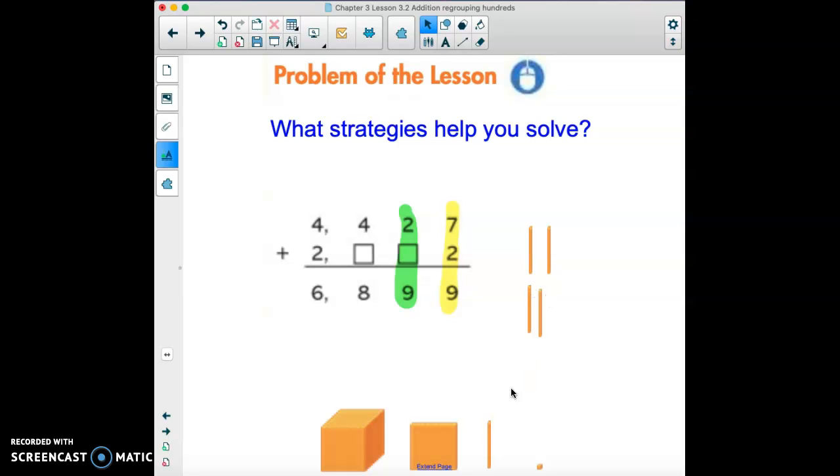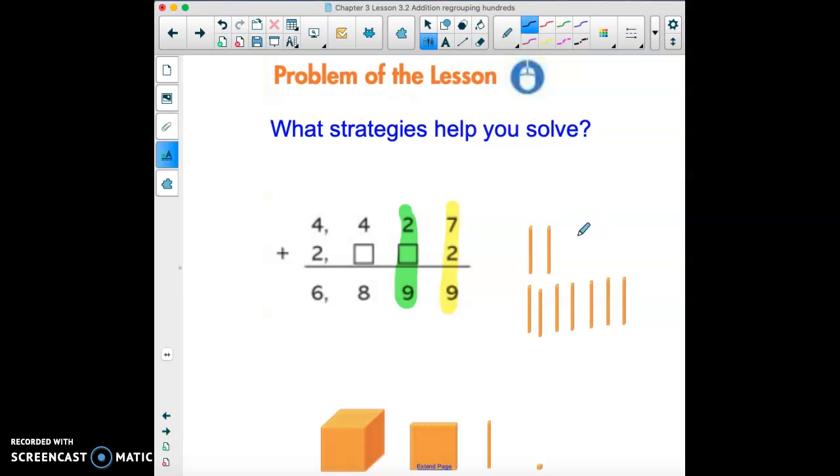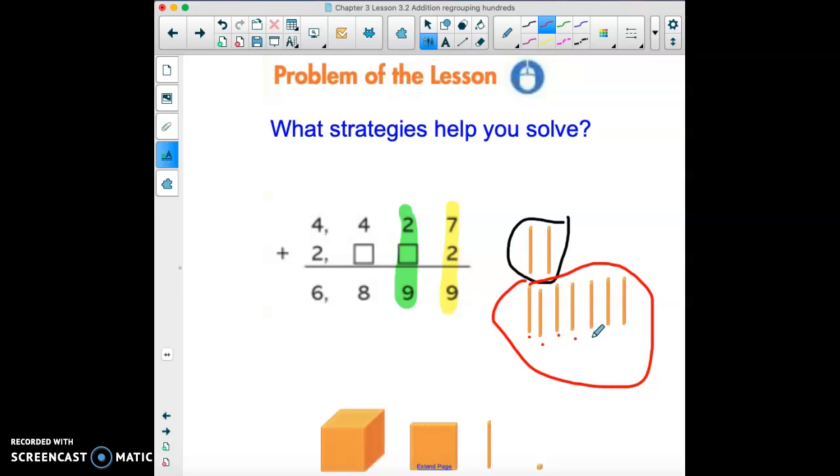3, 4, 5, 6, 7, 8, 9. I had 2, and I added something with it, and I ended up with 9. Here's the 2 that I started with. What did I have to add on to the 2? 1, 2, 3, 4, 5, 6, 7. 2 and 7 makes 9.